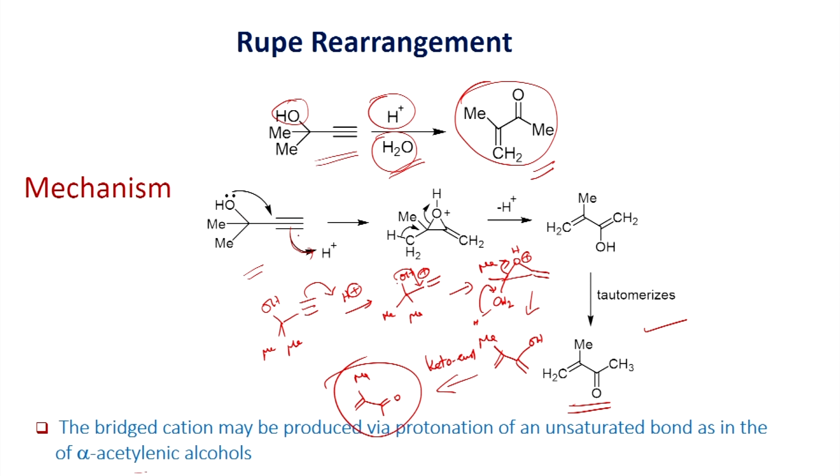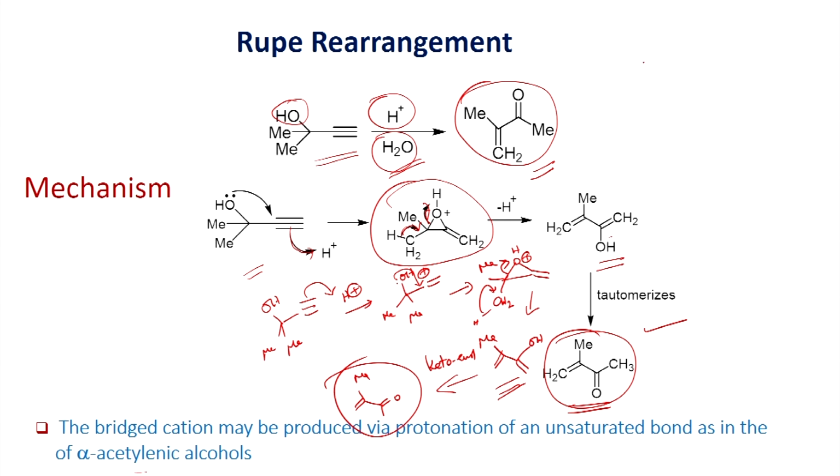Alpha acetylenic alcohol, when you treat with acid, you can form this cation intermediate. Once you form this one, it can open up as shown here, and you will be able to form this intermediate enol. Once we have this enol, it can tautomerize to give this vinyl ketone as the product.